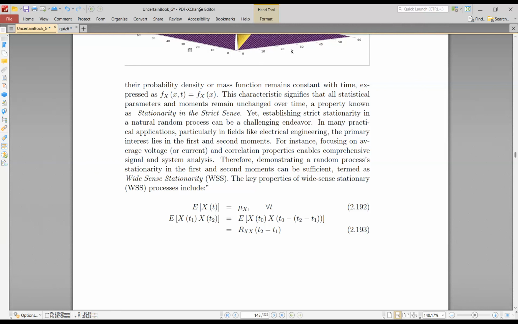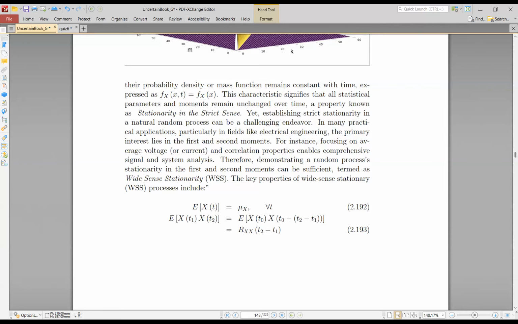So now when you take the mean of x of t, it will be mu x. It doesn't matter. If you take the mean of the signal today, it will be mu x. If you take the mean of the signal in the afternoon, it will be mu x. If you come tomorrow and take the mean, it will be mu x.